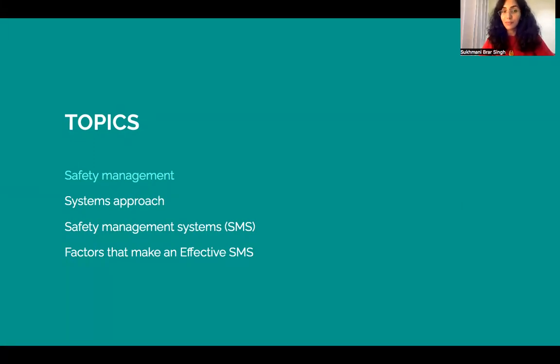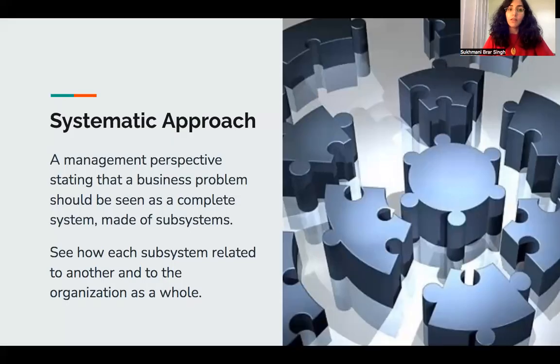Now let's talk about systems approach. The systems approach or systematic approach is a management perspective that states that a business problem should be seen as part of a complete system that's made up of subsystems. You want to see how each subsystem relates to one another and to the organization as a whole. That's like a puzzle, right? The different pieces of the puzzle are the different subsections or subsystems in an organization, and they work together and with the organization's overall goals and objectives to solve problems.